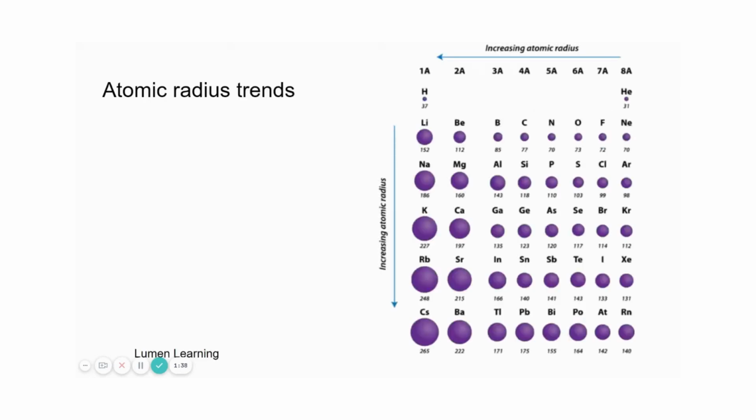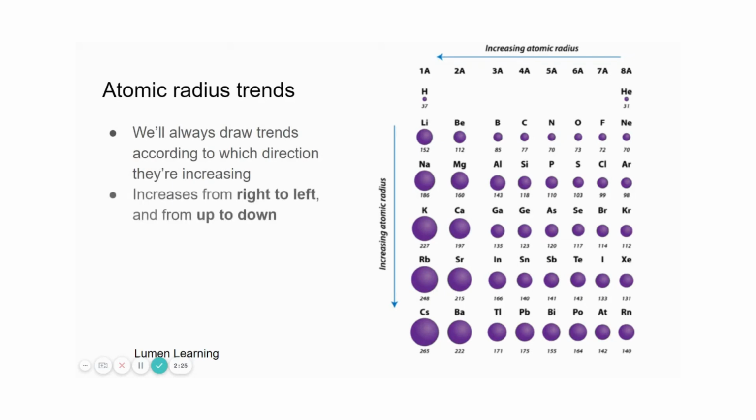So for atomic radius trends, before I dive into these different trends, I just want to tell you that whenever we draw arrows of these trends in class, we're always going to draw the arrows in the direction that the trend is increasing. When we're talking about the atomic radius trends, it increases from right to left and then from up to down. If you take a look at the numbers on here, these are presented in picometers, and you can see exactly what I'm saying. So from right to left, and then from up to down, it's clearly getting larger in those directions. So let's talk about why.